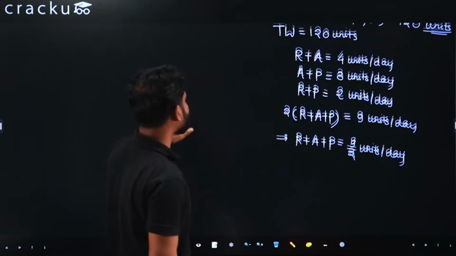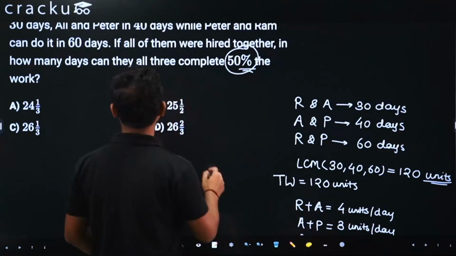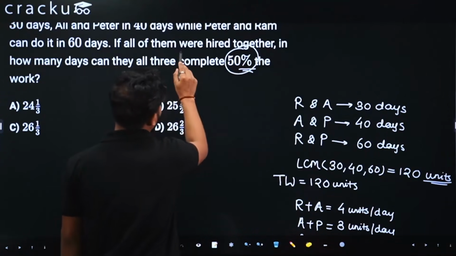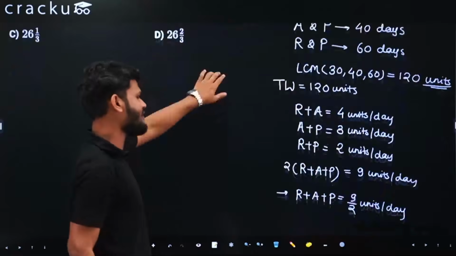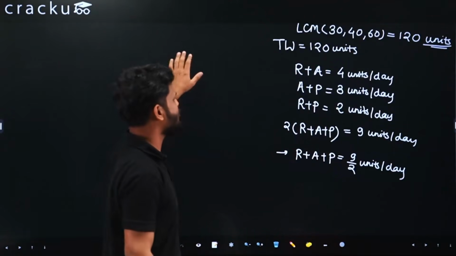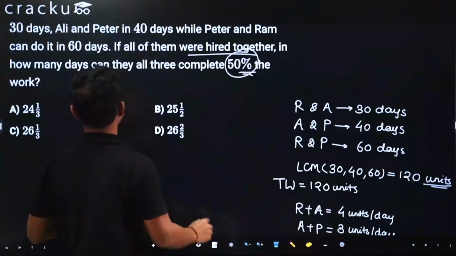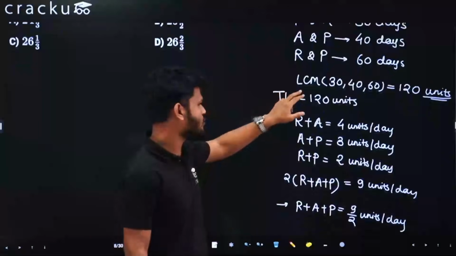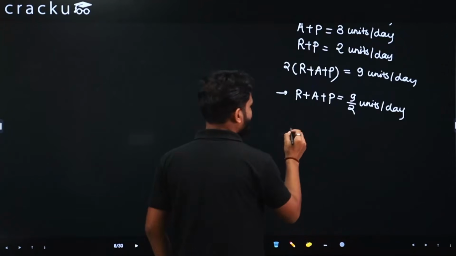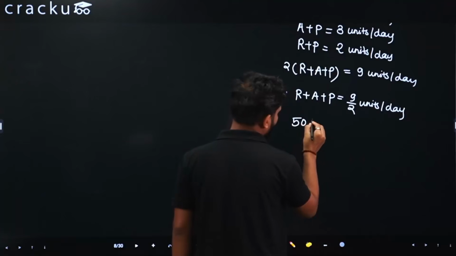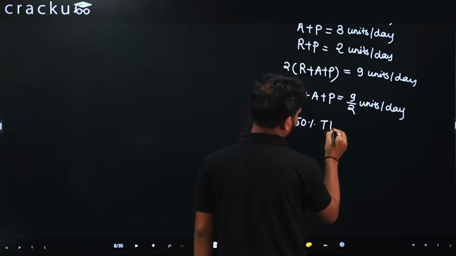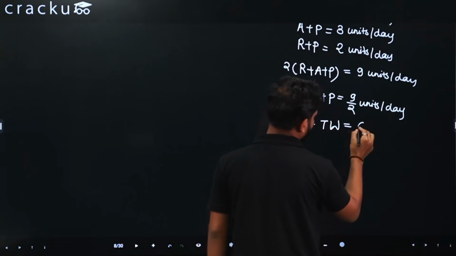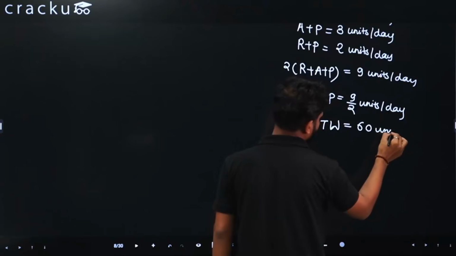Now, what is asked? We are asked, if all three were hired together, so we want the combined efficiency, which is 9 by 2 units per day. And we have to find the number of days to complete 50% of the work. What is the total work? Total work is 120. So 50% of total work will be 50% of 120, which is 60 units.